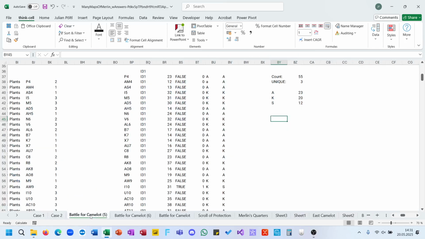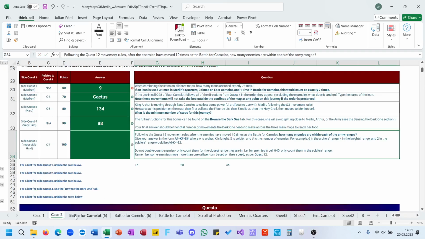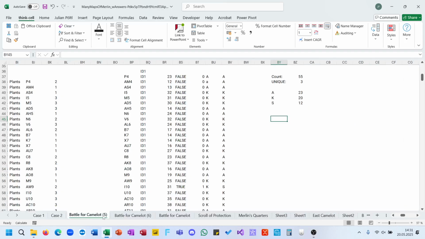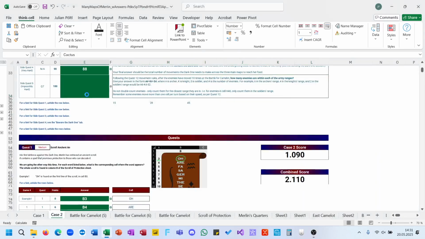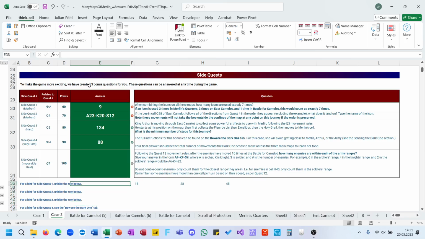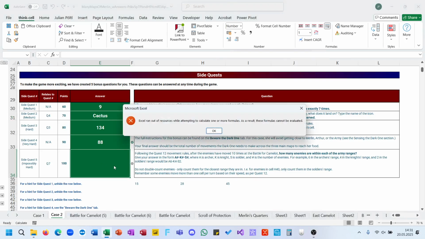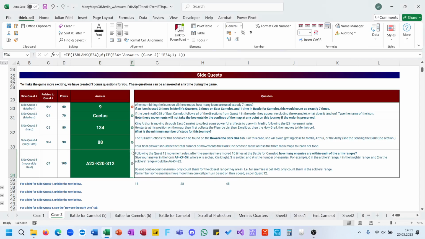And then the answer is code AKS, A26, A23, K20, S12. Let's try this. Yes, it's right.